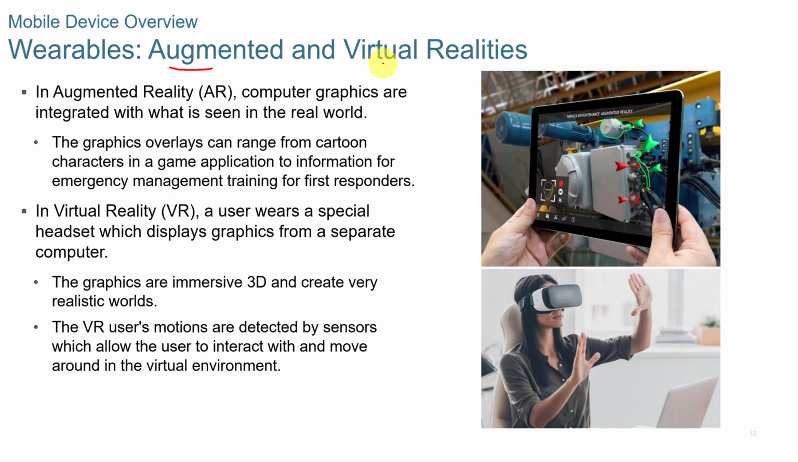Now, you also have augmented and virtual realities. Augmented reality, or AR, is computer graphics integrated with what is seen in the real world. So you see the real world plus what's overlaid on top of it. And then you have VR, where a user wears a special headset. This is a VR down here, and you cannot see the outside world. Everything that you see is coming through the goggles.